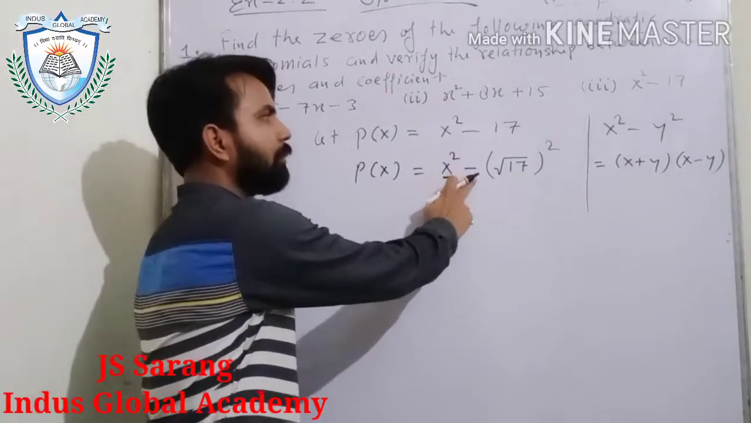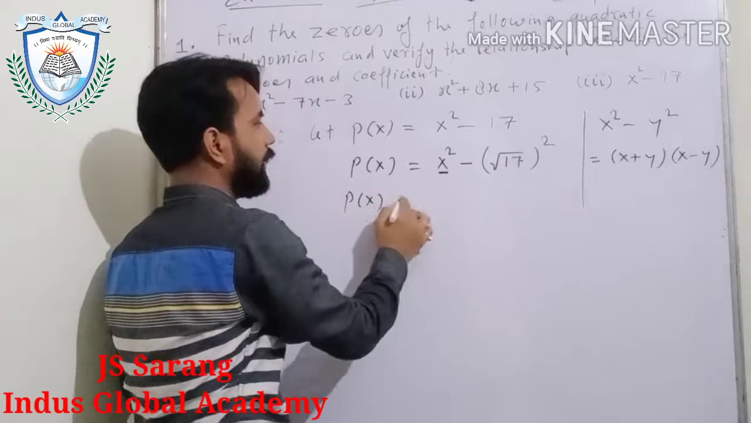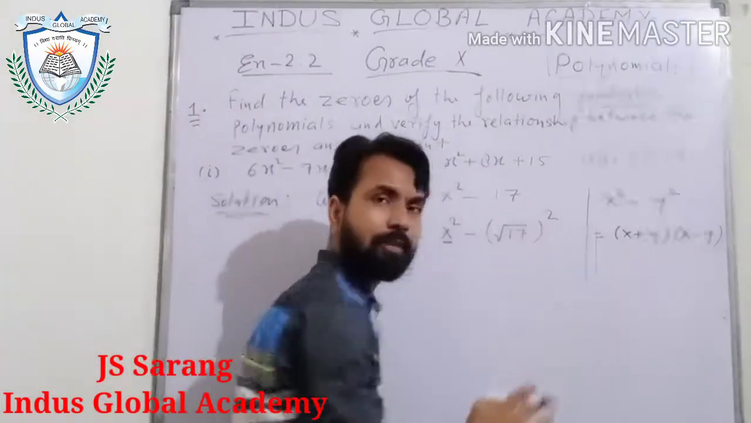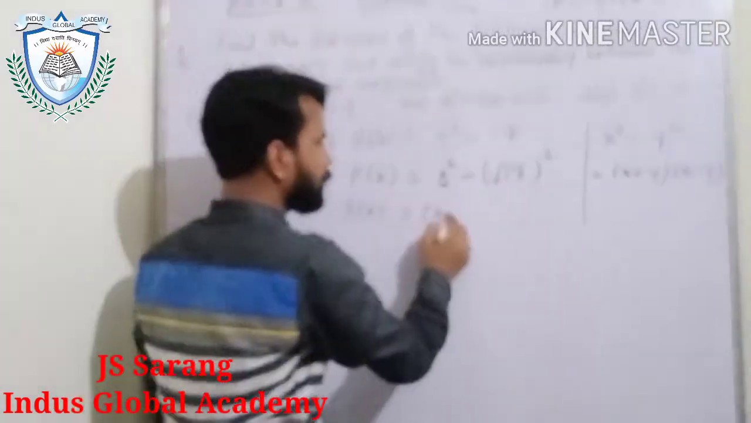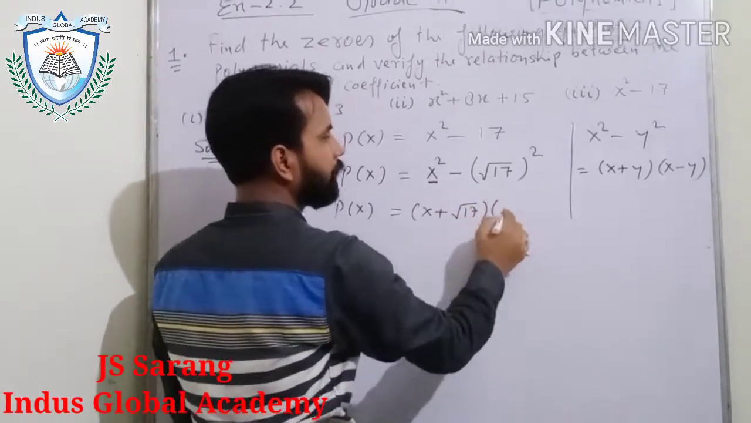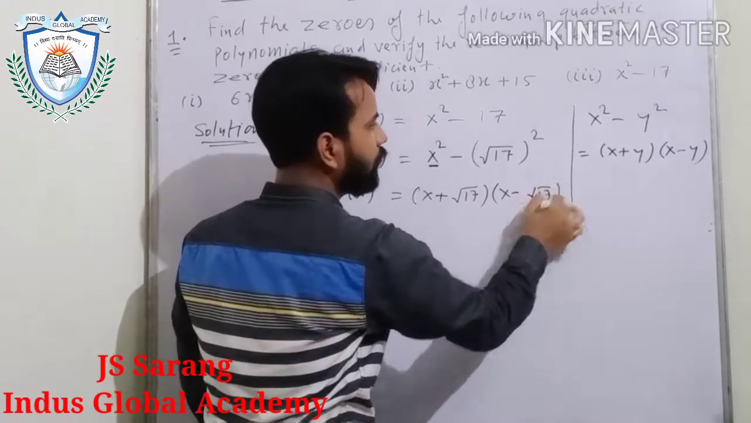This is a square minus b square. So p(x) is equal to, what was the identity? (x plus y)(x minus y). So what is x? X is x here, plus y. Y is under root 17, and x minus y, so x minus under root 17.